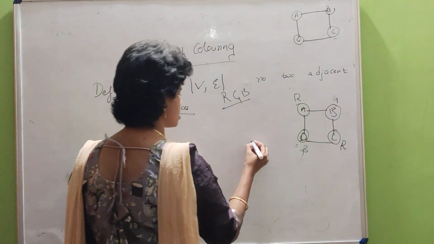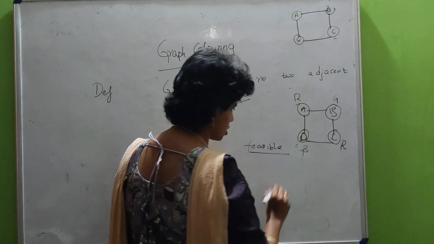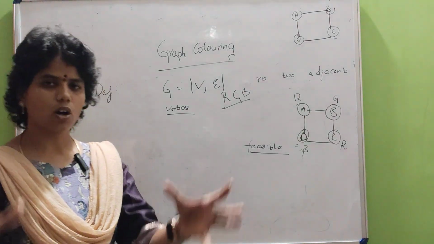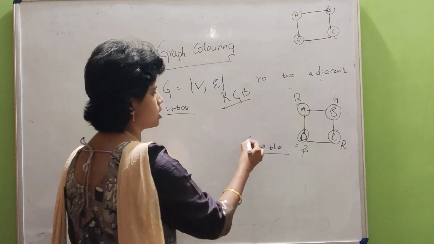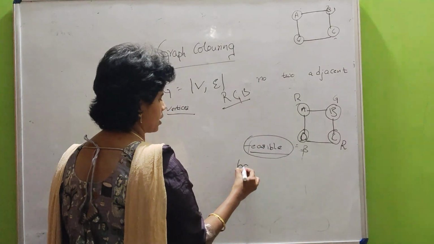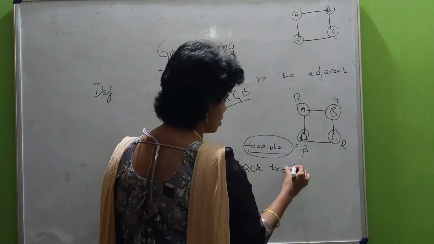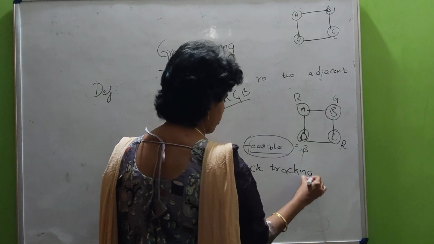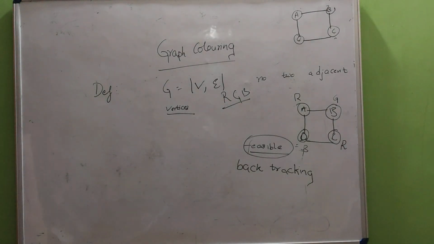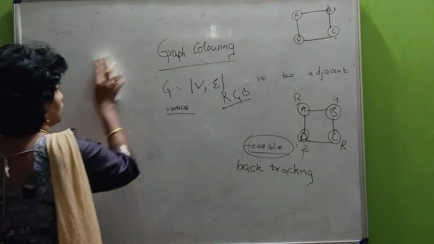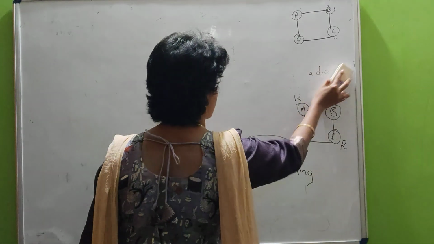Now, whichever is giving a solution, we are going to find that as feasible solutions, and we'll find out all possibilities and from the possibilities we are going to derive the feasible solutions using backtracking. That is your graph coloring problem in backtracking. Okay, fine. Now we will go to the actual problem, graph coloring in backtracking. I hope you understood this introduction about graph coloring.